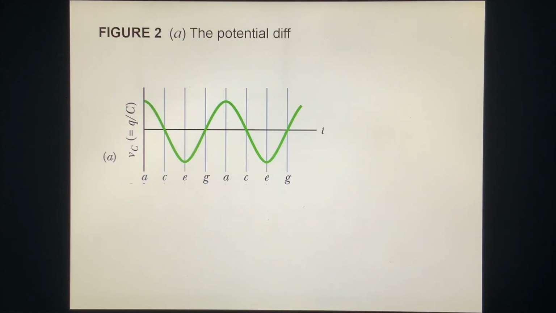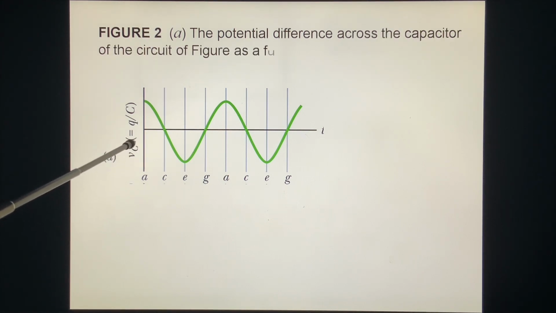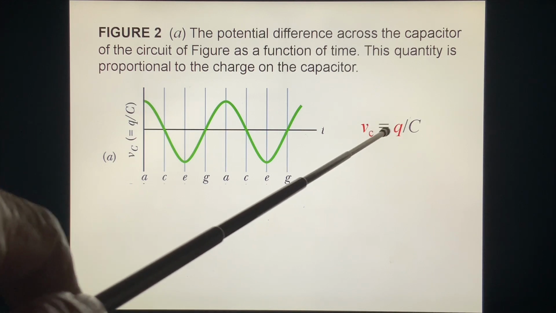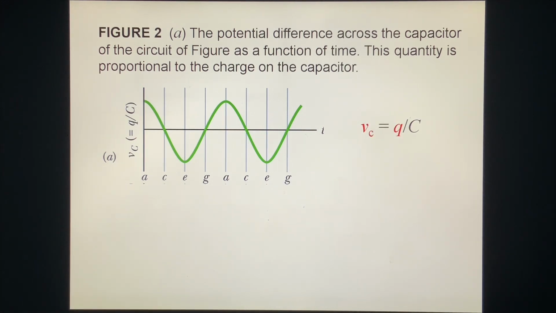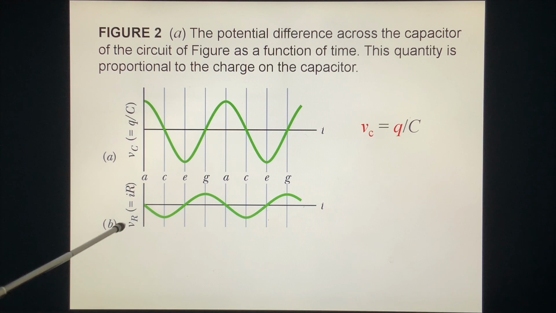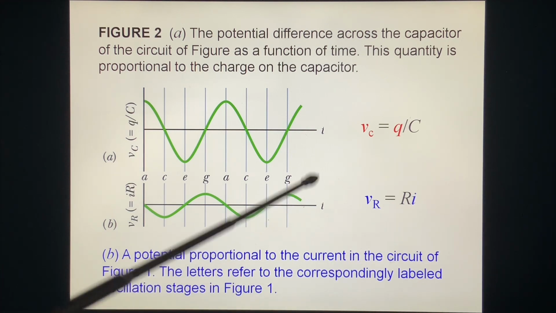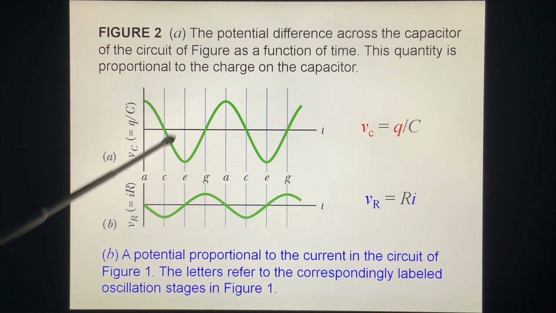This is the potential difference across the capacitor in the circuit as a function of time t, because V_C equals Q over C. Q changes, so V_C changes. This is V_R, and the potential is proportional to the current through R. So actually, this is the Q situation, and this is the i situation. We can measure V_C and V_R, and we find the Q and i situations.